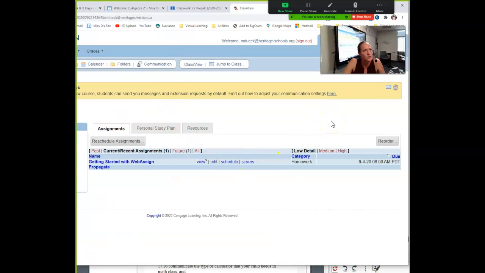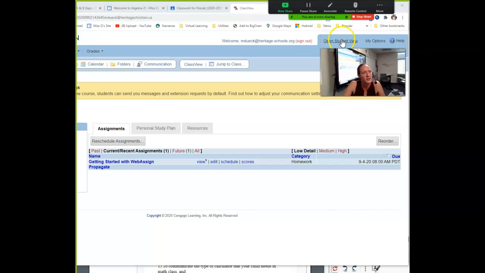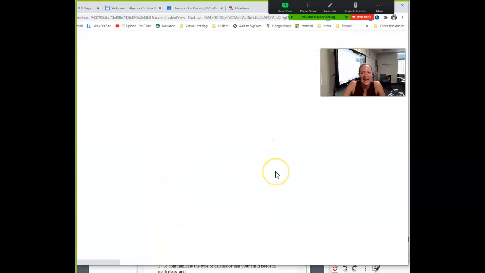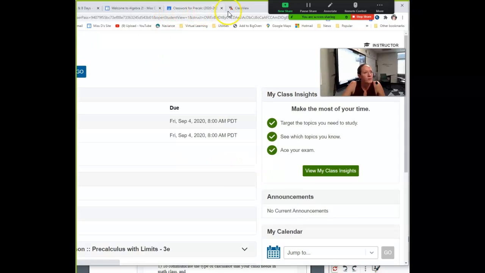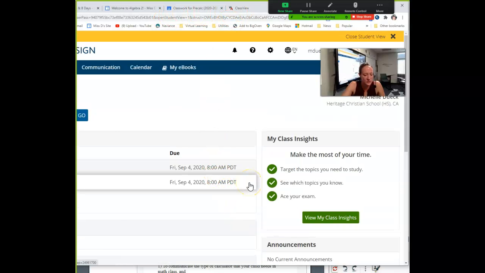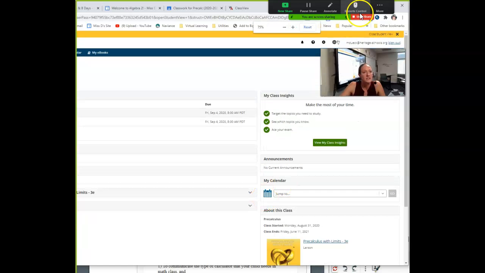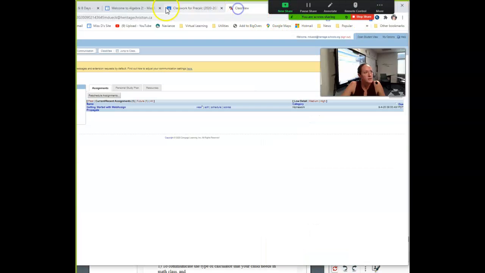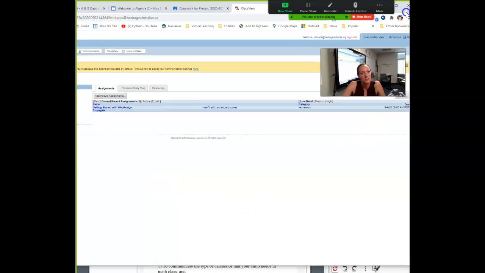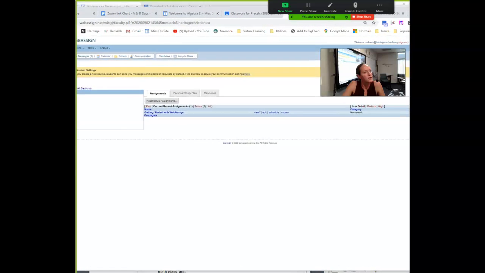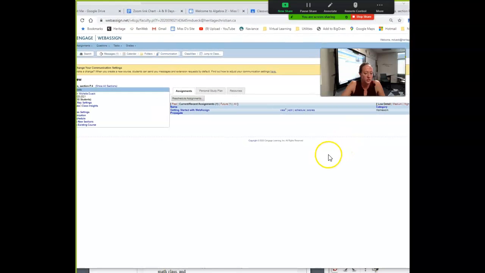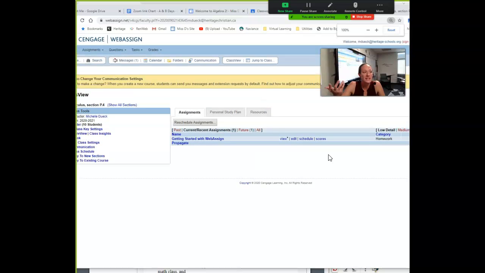I'm going to go ahead and go to student view really fast. Let me move my webcam. This morning, I had it scheduled to pop up at a certain time. You might need to reload if you signed in earlier. There are a couple of assignments for you to see in WebAssign. One of them just says getting started with WebAssign, and that's literally teaching you how to put in answers. That's all that is.